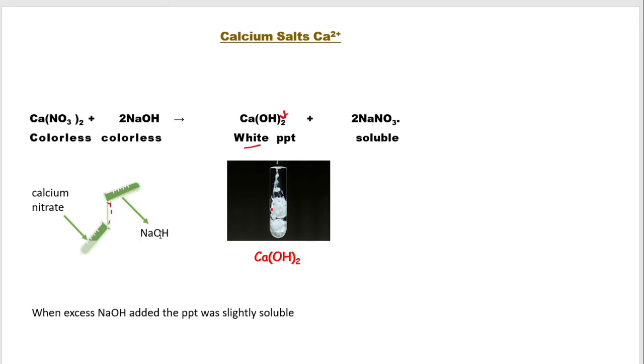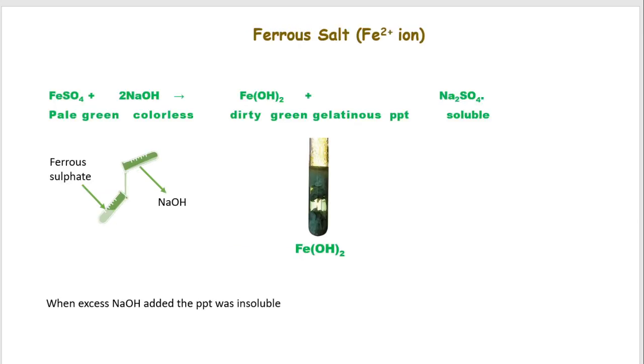You will be given two solutions, and you will be asked that in test tube A and test tube B, two solutions are taken and you added NaOH dropwise and two different colors of precipitate were formed. From the color of the precipitate, you can easily identify the metal ions. Next salt we are taking is the salt of ferrous, which is Fe2+. Iron exists in two variable states, that is Fe2+ and Fe3+. The first case is of the Fe2+ ion.